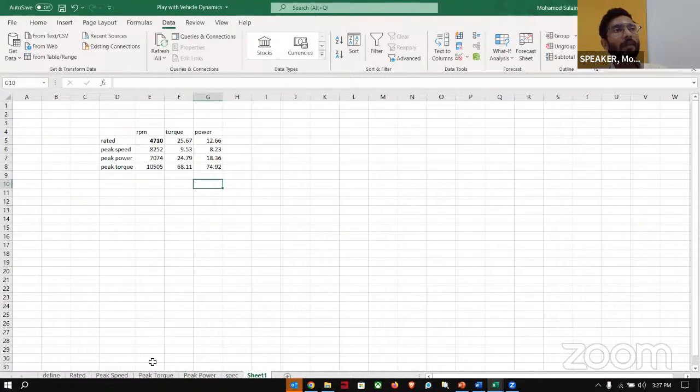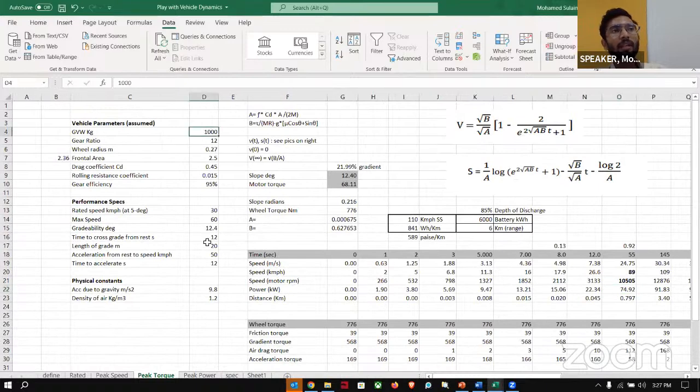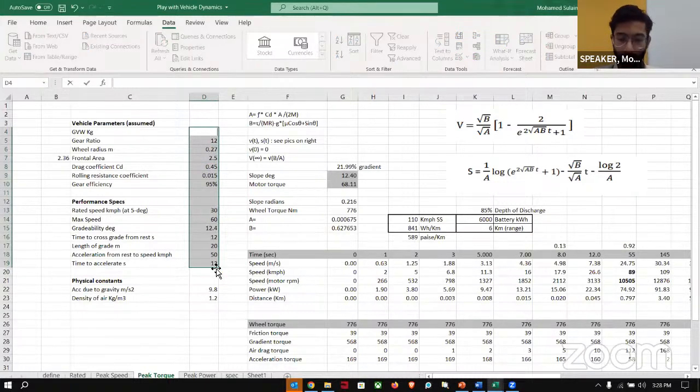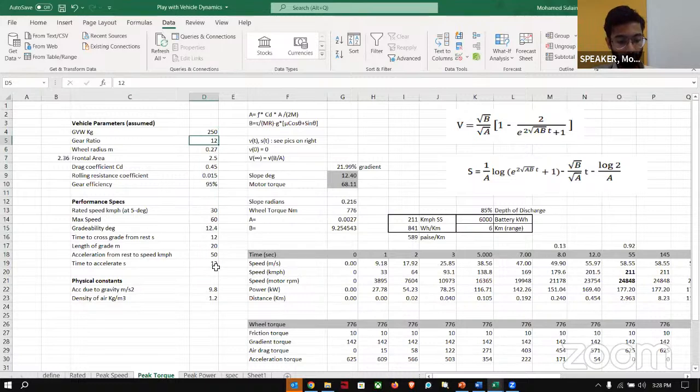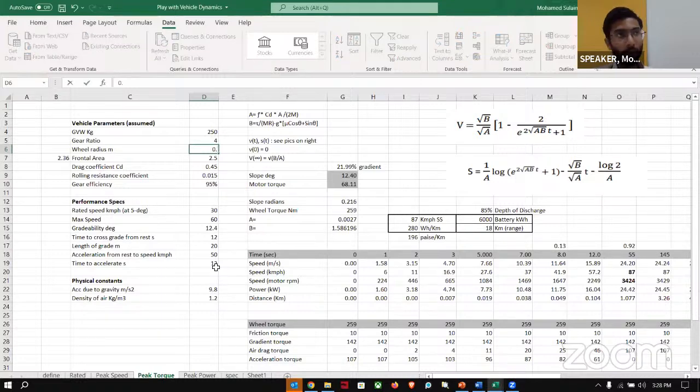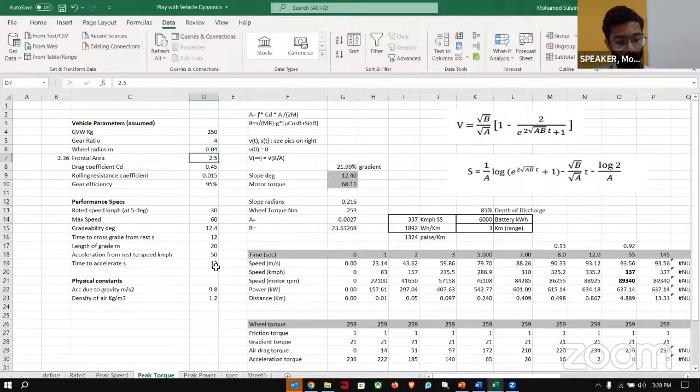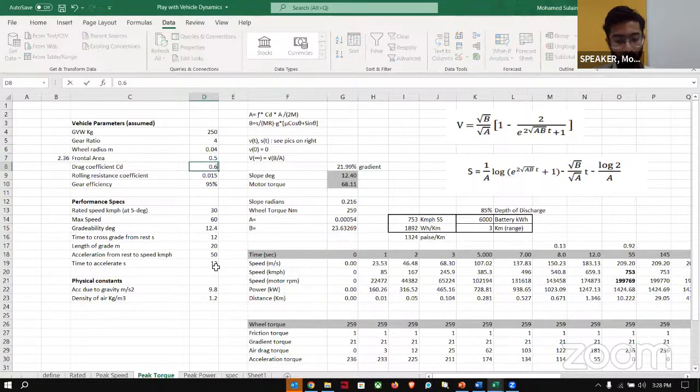I would like to give you an assignment. By changing these values, you can take a screenshot of it and work on it based on the activity that we have done today. So I will give you the values now. Let's assume this is for a bike. The value is 250 for the gross vehicle weight, the gear ratio that we are going to use is 4 times the motor torque, the wheel radius is 0.04, and the frontal area would be 0.5. The drag coefficient is 0.6. The rolling resistance will remain the same, and the gear efficiency you can take as 90.